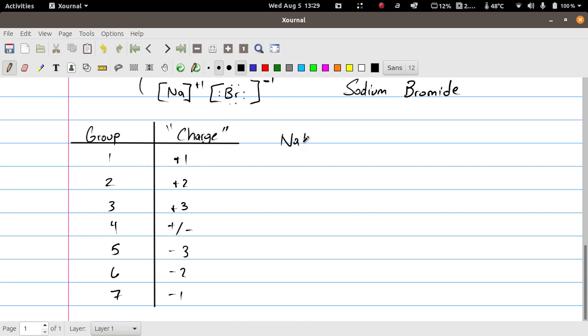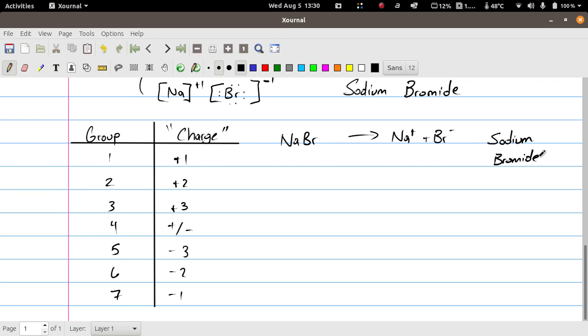I already showed you NaBr, and that's sodium bromide. It's Na+ and Br-, and then sodium bromide. I'm going to go over the rules for naming in a second. I just want you to be familiar with this super quick, and with how I'm able to know how many of each one that I have.